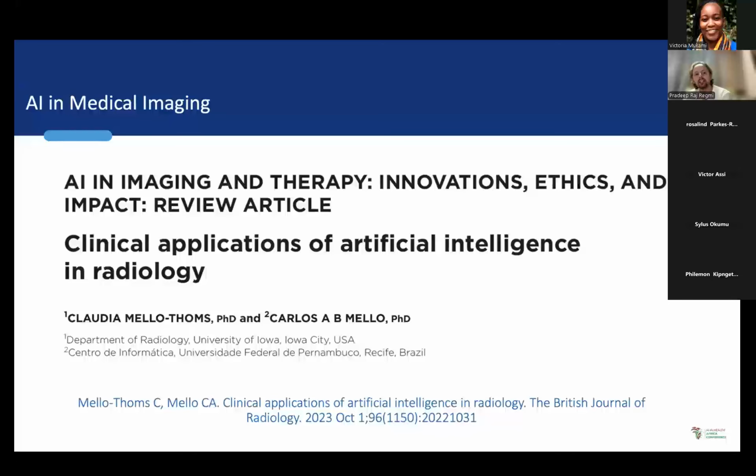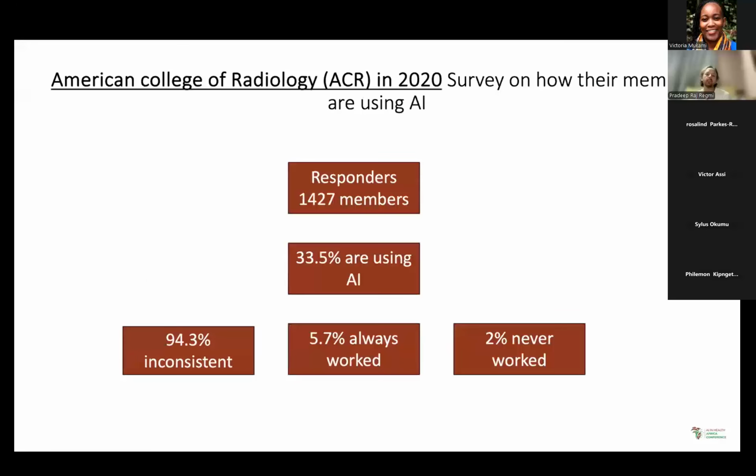And there are some challenges of artificial intelligence in medical imaging. There is one interesting study from 2020 on how the perception of AI is changing in the radiology field. This is a study done by the American College of Radiology in 2020, with about 1,400 responders. 33% were using AI, and 94% said it was inconsistent, only 6% said it always worked, and 2% said it never worked.